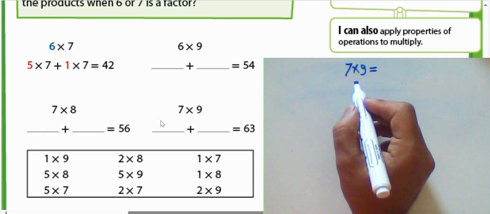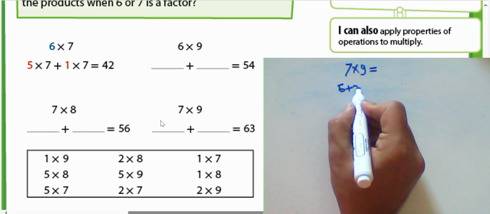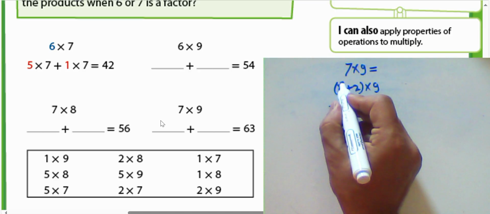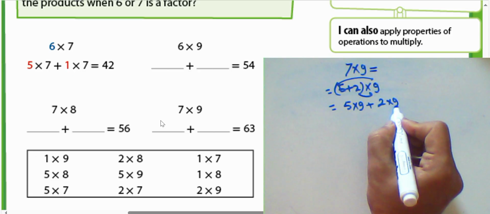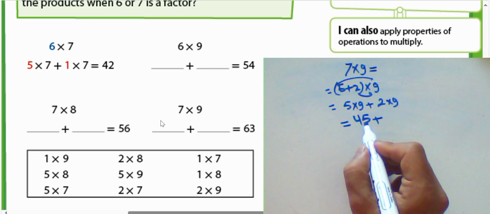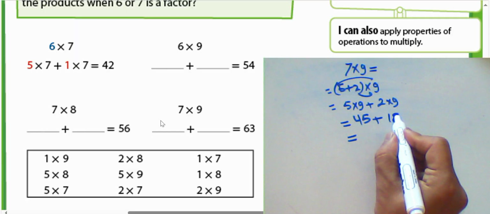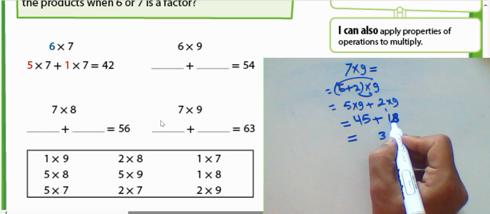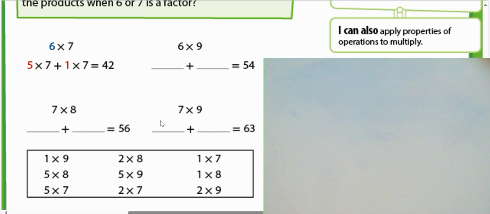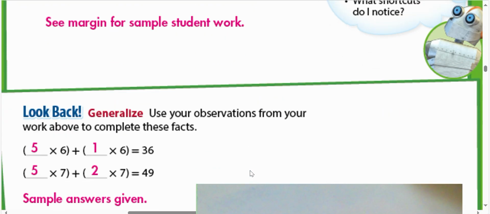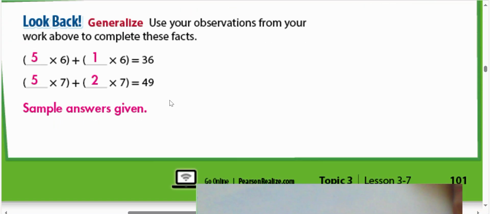We can write 7 as 5 plus 2, times 9. 5 times 9 and then 2 times 9. 5 times 9 equals 45 and 2 times 9 equals 18. 8 plus 5 equals 13, so 3 and carry 1. 1 plus 1 is 2. 2 plus 4 is 6. The result will be 63. Okay. Add the steps: 5 times 6 plus 1 times 6 equals 36, and also 5 times 7 plus 2 times 7 equals 49.